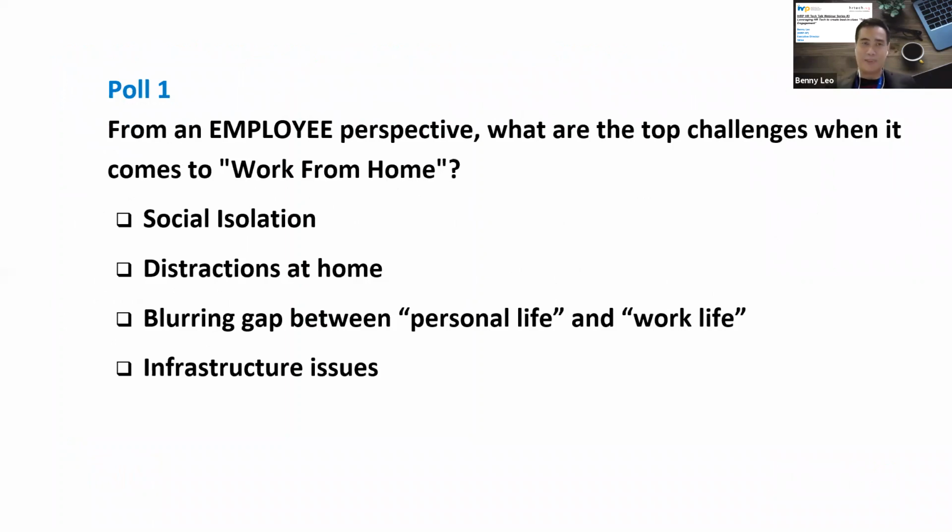Before we start, we need to have a little feel of how you are. So we're going to do a poll. Later on, it will pop up on your screen. The question is, from an employee perspective, what are the top challenges when it comes to work from home? Is it social isolation, meaning that you don't get to see people? Distraction at home, meaning there's a lot of noise and everything? A blurring gap between personal life and work life, because you can't really differentiate? Or is it an infrastructure issue, like no Wi-Fi and stuff like that? Go ahead, let us know. What is your vote? You can start voting now. Are we seeing any votes coming in?